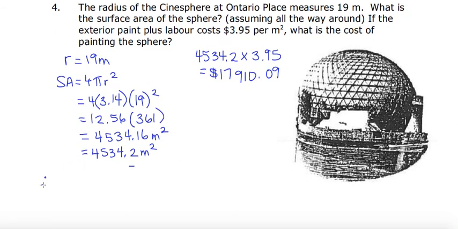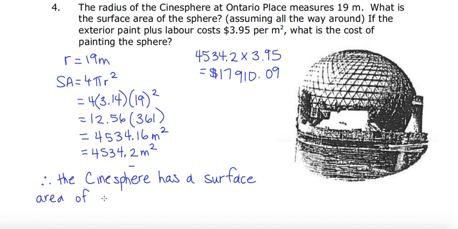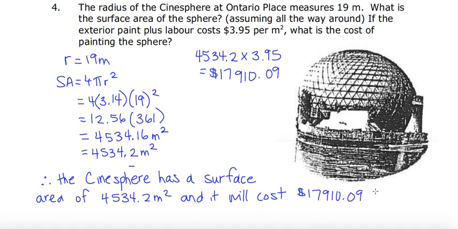So therefore, the Cinesphere has a surface area of 4,534.2 meters squared, and it will cost $17,910.09 to paint it.